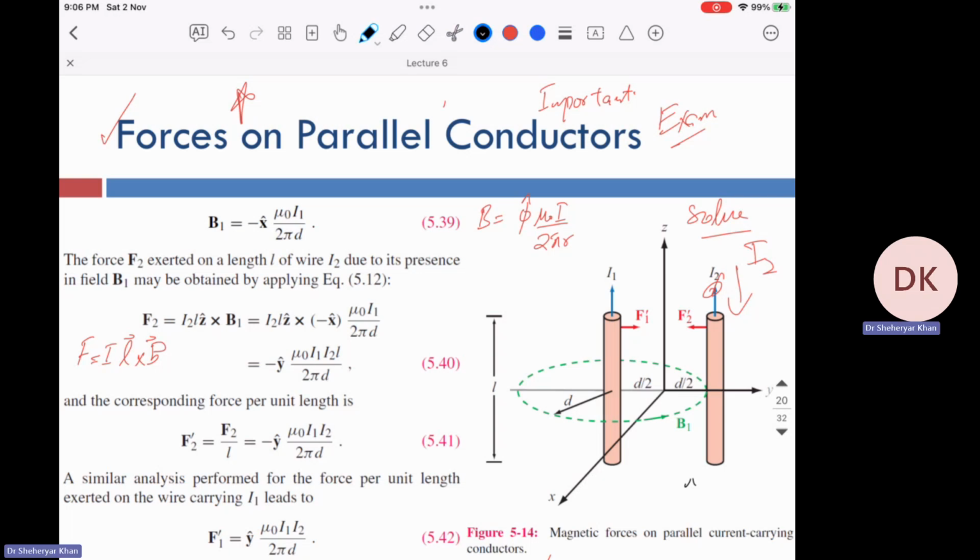Mu naught I1 I2 L over 2πD, and minus 1. Okay. Now, this is just force per length, and just forget about this. Because both have the same length, we can put L on the downside, force per length. But maybe in exam, you're given 2 centimeter, 2 meter, whatever. You can put the value 3 ampere, 5 ampere, distance is 3 centimeters, then you can find the force. Okay, now this is F2. How about F1?